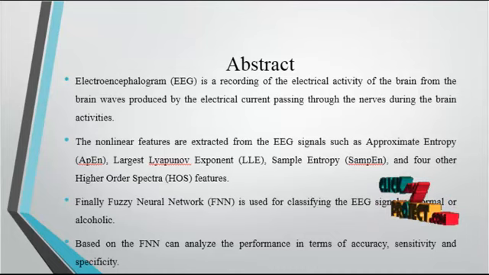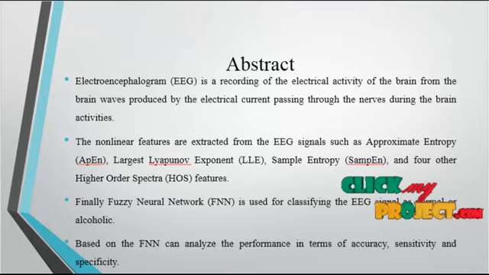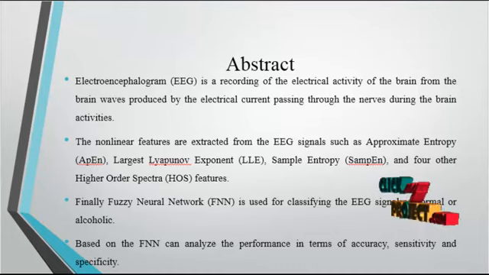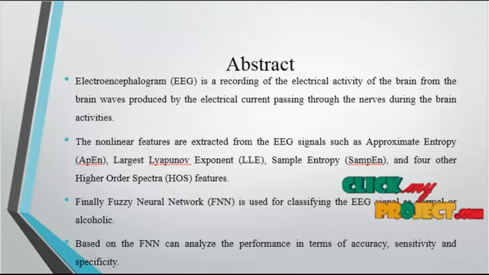Hence, this process is well applicable for detecting whether a person is normal or alcoholic by using the signals. The process is applied on datasets using fuzzy neural network classification, and the performance is majorly justified by the accuracy, sensitivity and specificity, showing whether the process is efficient or not.